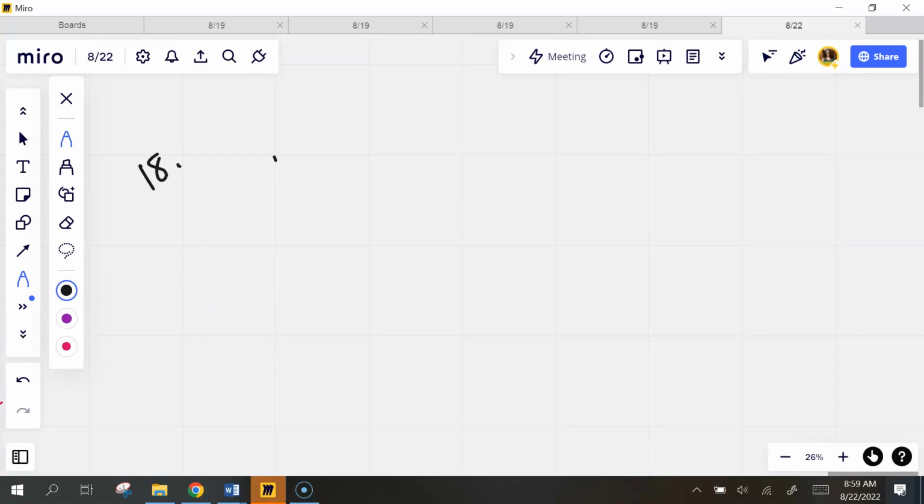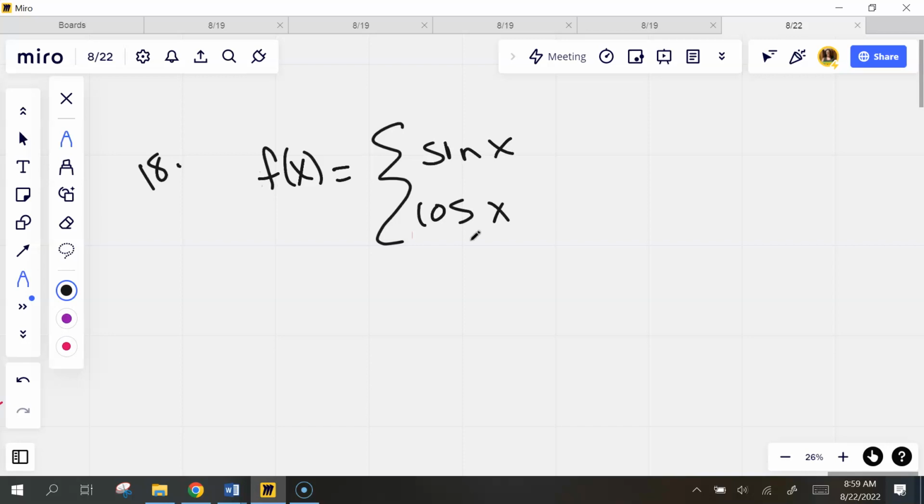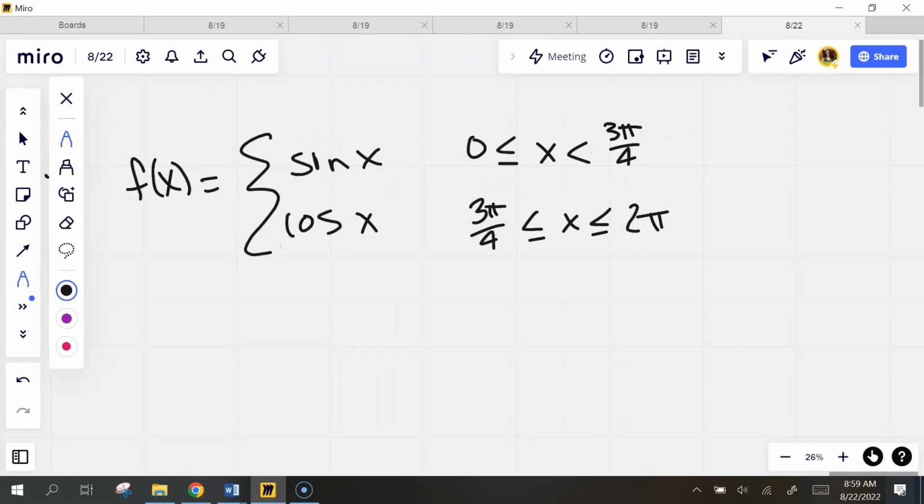18. It's a trig function. This one is from 0 to 3 pi over 4, and this one is from 3 pi over 4 to 2 pi. Determine whether the curve has a tangent at the indicated point. Oh, at 3 pi over 4.